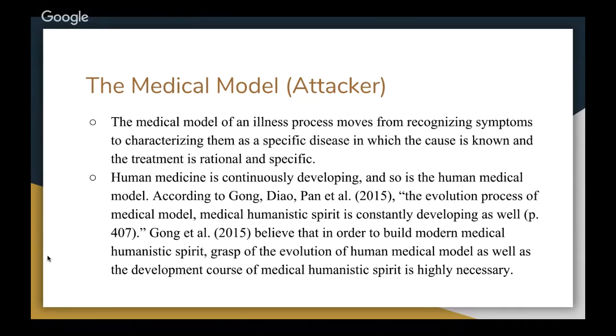Also, human medicine is continuously developing, and so is the medical model. According to, I'm sorry if I pronounce these wrong, Gong, Jiao, and Pan, the evolution process of the medical model, medical humanistic spirit is constantly developing as well. And they believe that in order to build modern medical humanistic spirit, the grasp of the evolution of the human model, as well as the development course of medical humanistic spirit, is highly necessary. And that is it for the medical model.